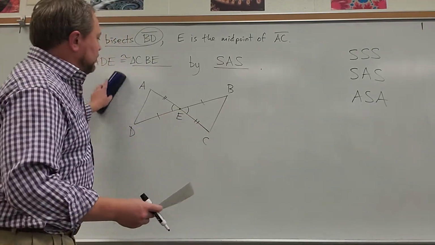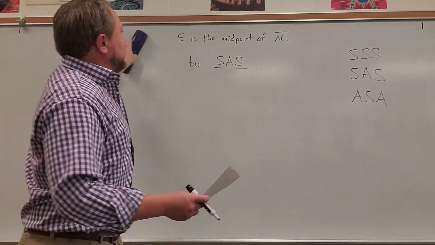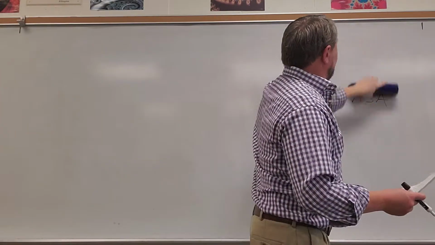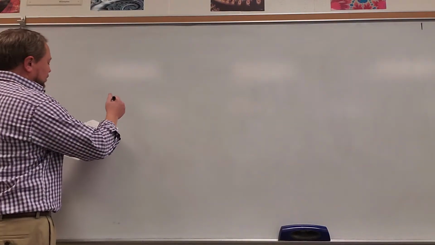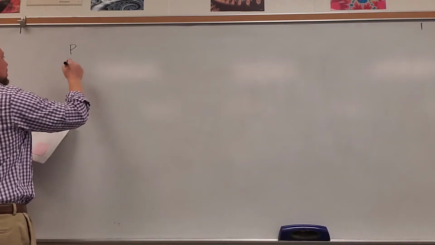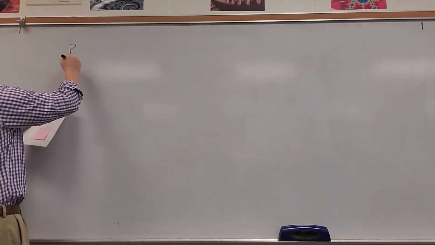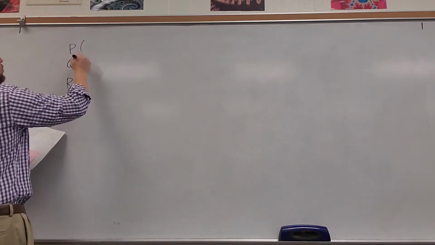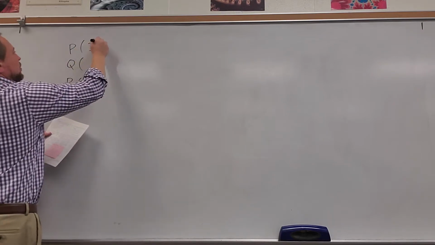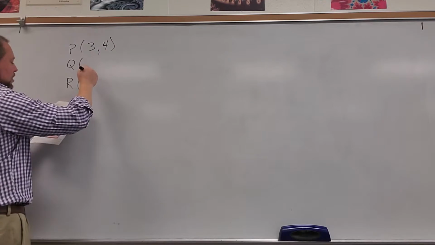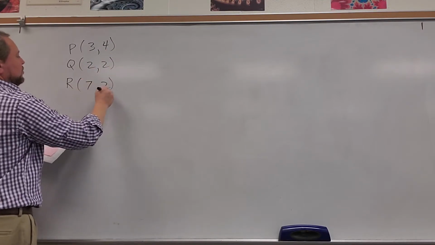I wanted to show you some problems that I forgot to put an example of earlier. It'd be a problem like this, where they give you some vertices of a couple of triangles. So we're going to have one triangle called PQR, and they're going to give you coordinates for P of 3, 4, for Q, 2, 2, and for R, 7, 2.